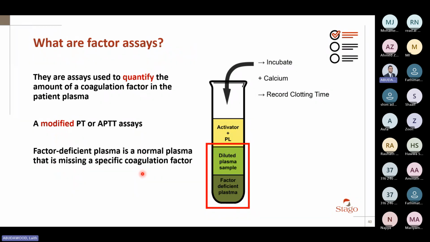Without a factor deficient plasma, you cannot run a coagulation factor assay. Simply, it's not possible, okay? So this is a very simple explanation of the principle of a factor assay.